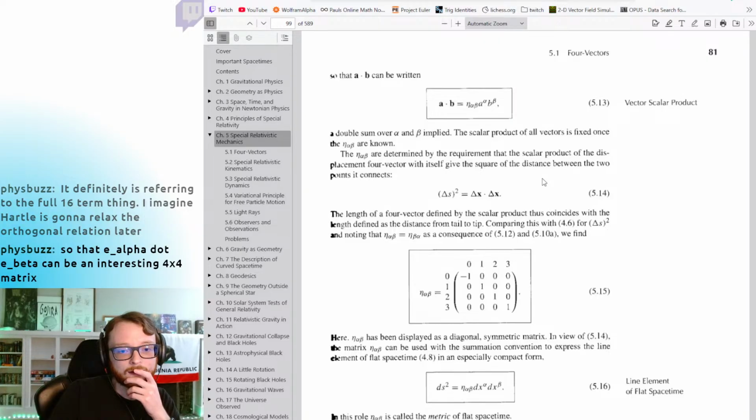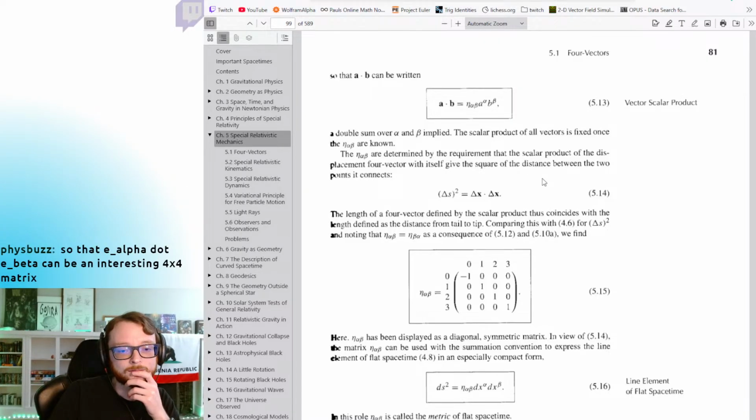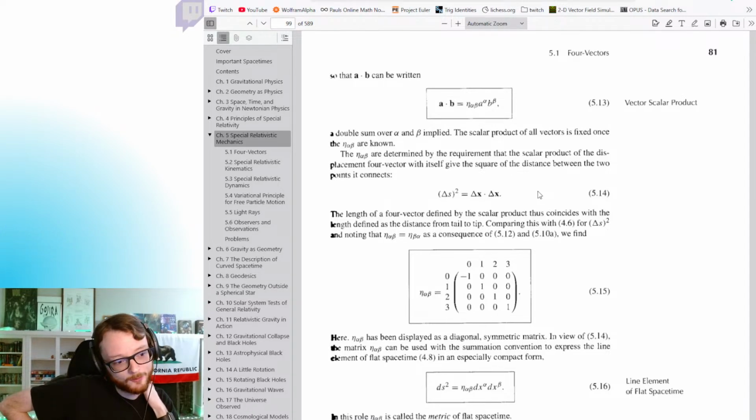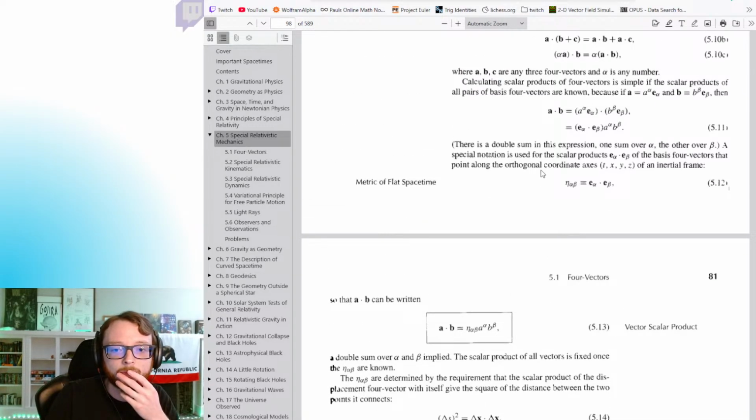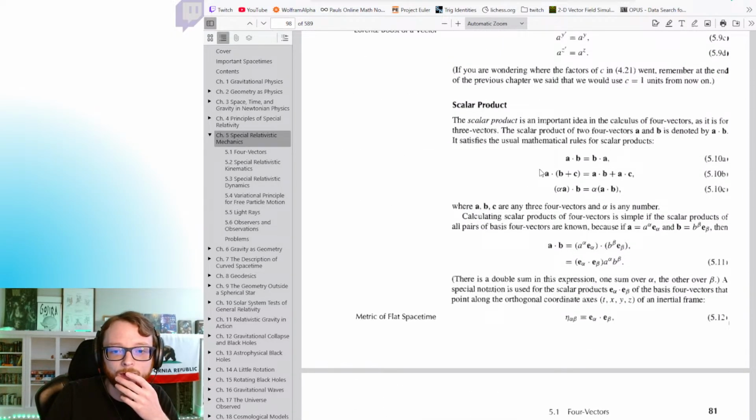It does say above that the scalar product of all vectors is fixed once the eta alpha beta are known. Yeah, so I think it depends on what your basis looks like, and we're working with nice orthogonal bases, and FizzBuzz might be saying that we're going to eventually have non-orthogonal bases. Okay, that helps clarify that then.